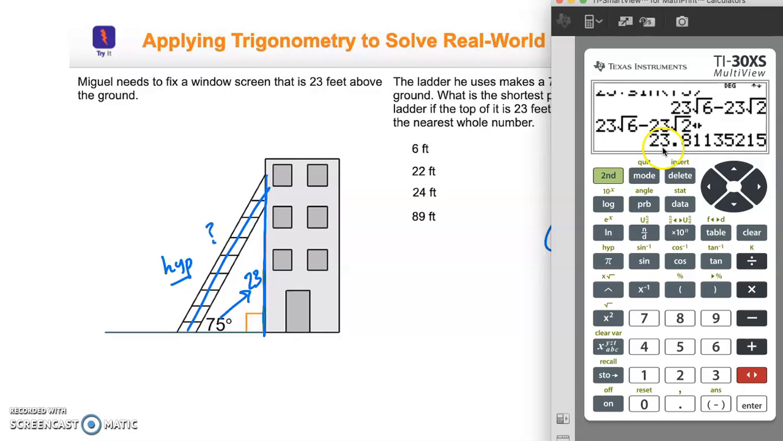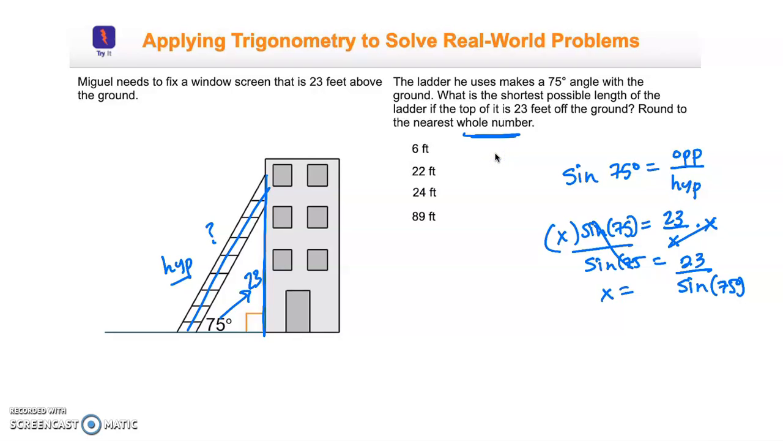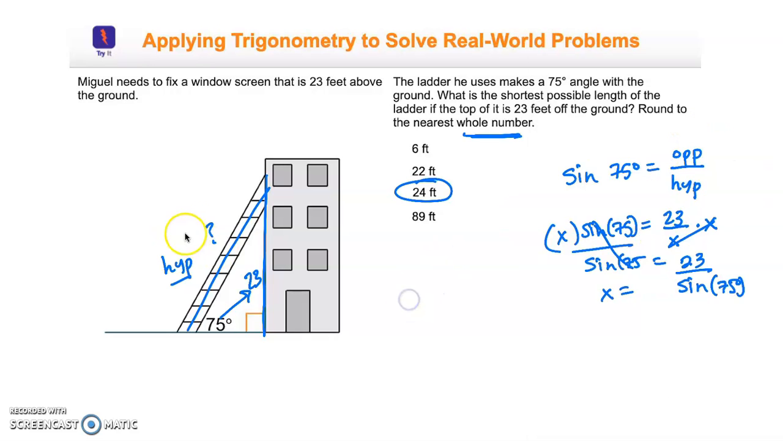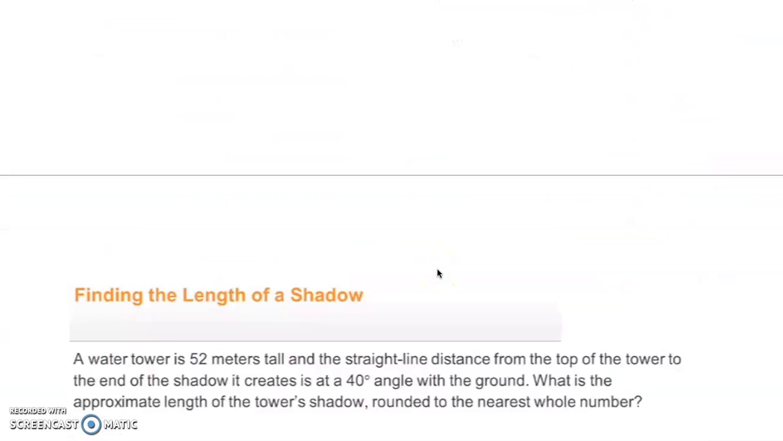So the shortest possible length of the ladder, it has to be at least 23.8 feet, and it says round to the nearest whole number. So the nearest whole number then would be 24 feet if we rounded that up to the nearest whole foot. So that's how long our hypotenuse has to be.